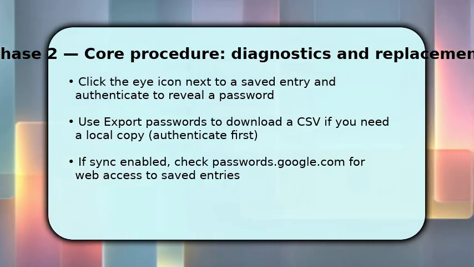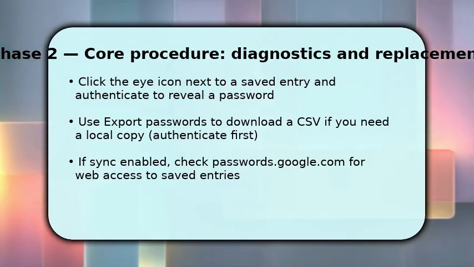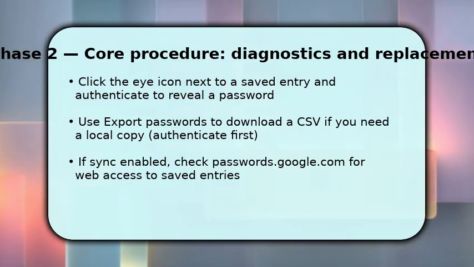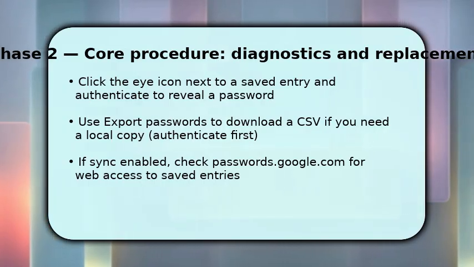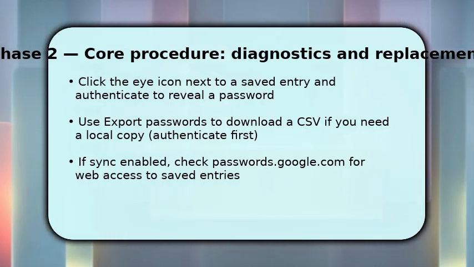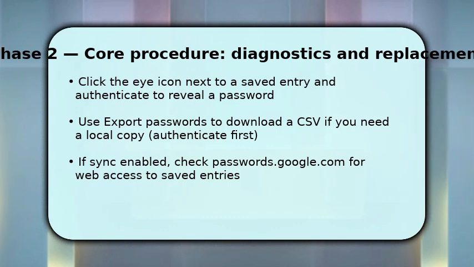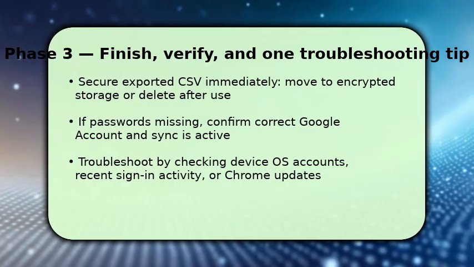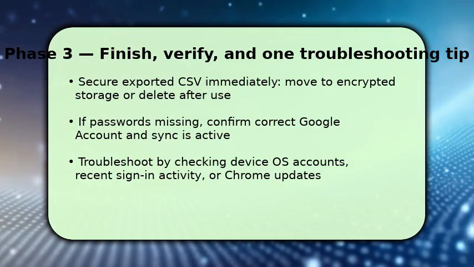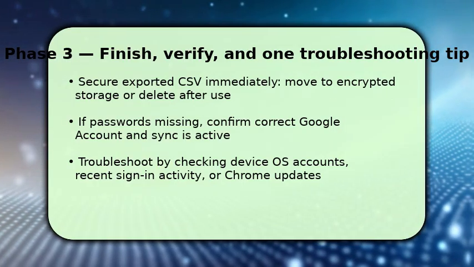Once done, if Chrome Sync is enabled, you can also visit Passwords.Google.com to access the same saved entries from another device, which helps recovery across machines. Finish by securing any revealed or exported passwords. Move the CSV to encrypted storage or delete it after importing, and change any exposed passwords quickly if needed.